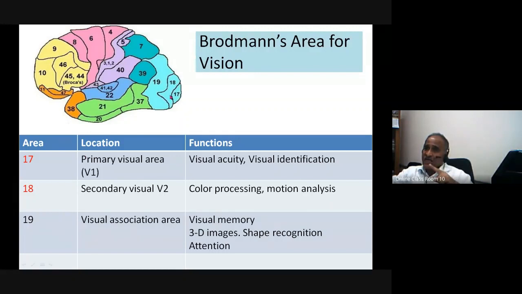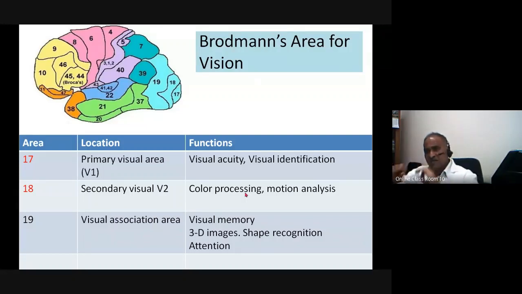Then area number 18 is V2, or the secondary visual area, and in this the color processing begins. Color processing is a very complex one, where layer 4 of the visual cortex is divided. There are what are called blobs created. Especially layer 4 is divided into 4A, B, C.